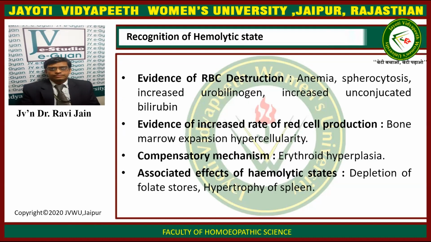Recognition of the hemolytic state. There is evidence of RBC destruction like anemia, spherocytosis, increased urobilinogen, increased unconjugated bilirubin. There can be evidence of increased rate of red cell production like bone marrow expansion, hypercellularity, and compensatory mechanisms like erythroid hyperplasia, and associated effects of the hemolytic states like depletion of folate stores and hypertrophy of the spleen.